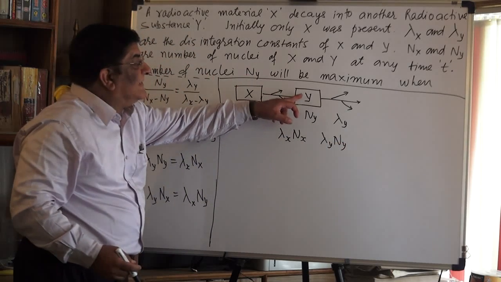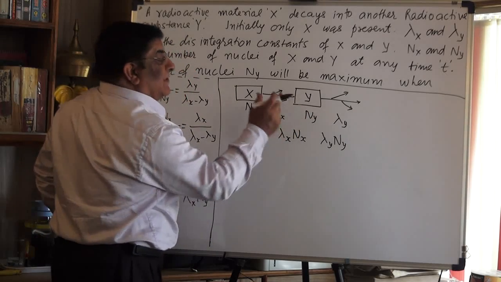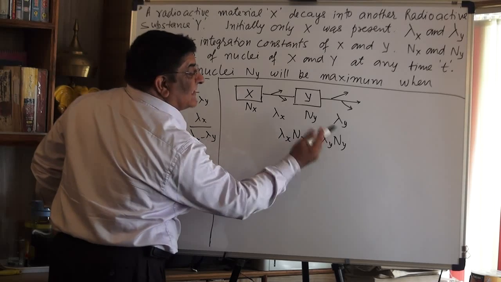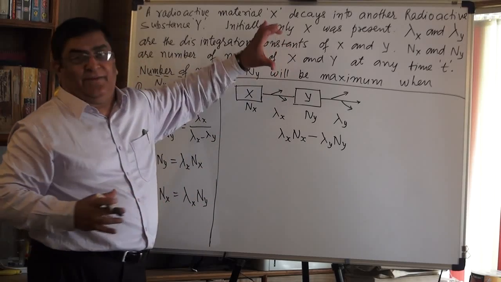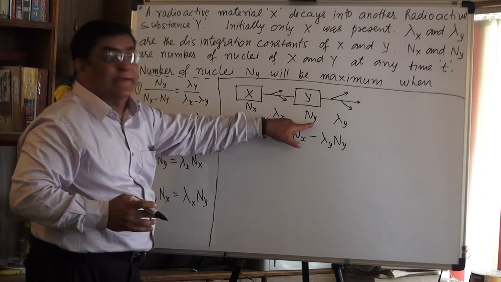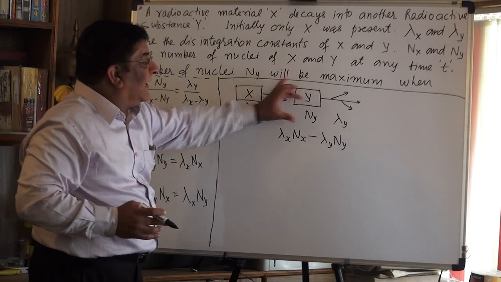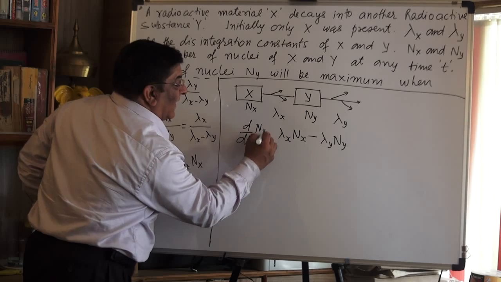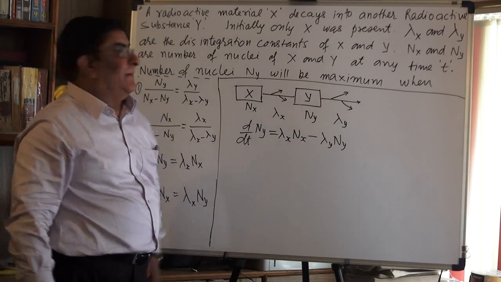So how is it changing? These are produced, these are disintegrated, and this is the number increased per second. Whose number? Ny. Ny is increasing per second by this rate. How do we write it mathematically? This is the rate of change of Ny, dNy by dt, given.